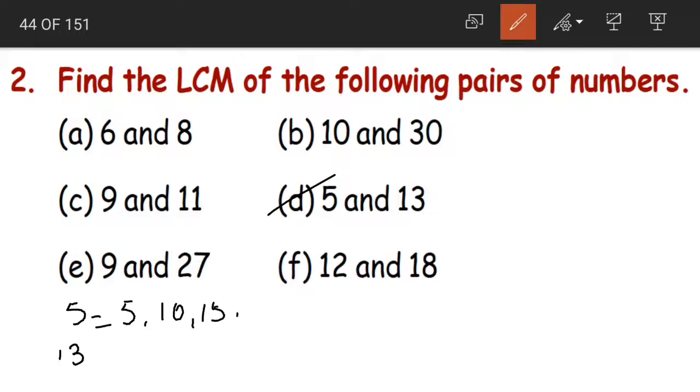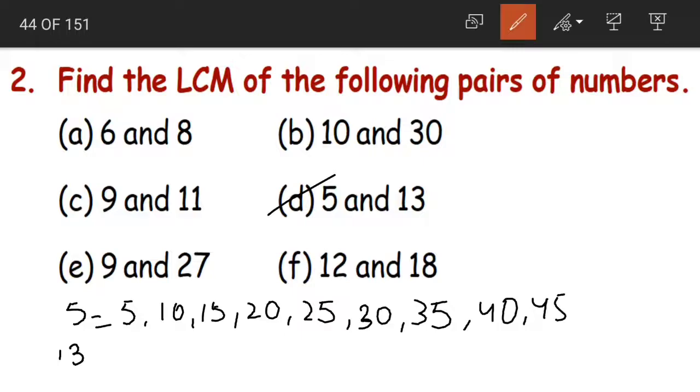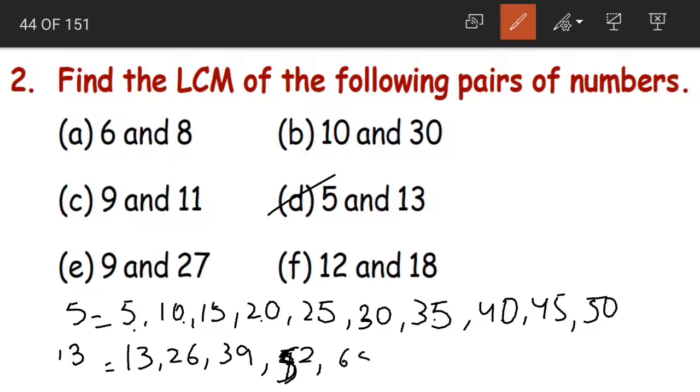What should we do again? Write the multiples of both the numbers, that is 5 and 13, children. Yes? 50. 1, 2, 3, 4, 5, 6, 7, 8, 9, 10. Now coming to the multiples of 13. 13 ones are 13. 13 twos are 26. 13 threes are 39. 13 fours are 42. Sorry, 13 fours are 52. Sorry, 13 fives are 65.